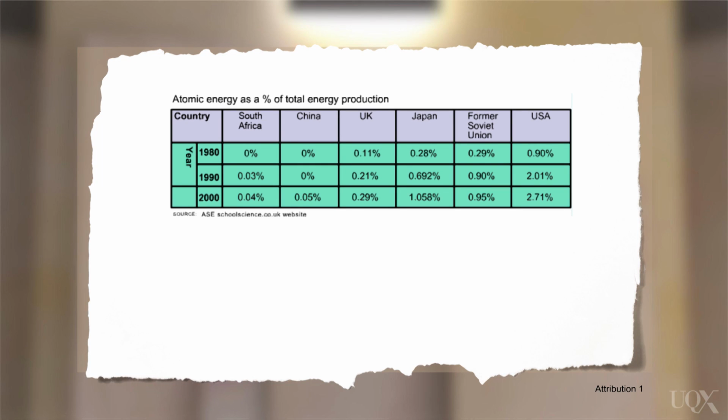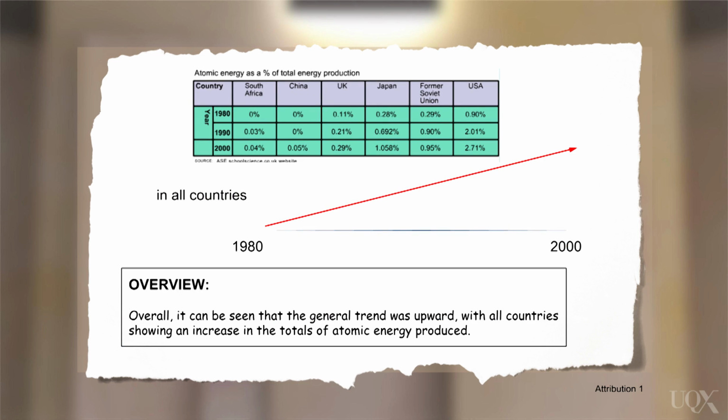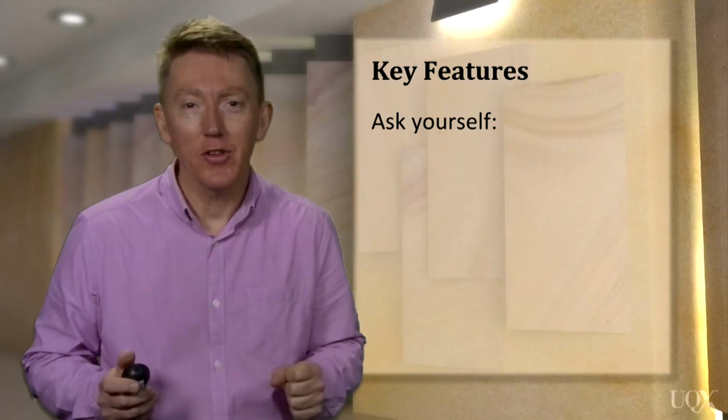Overall, you can see in the graph that in all countries there was an increase in the use of atomic energy. This is our overview and could be expressed like this. Now, let's focus on the key features.